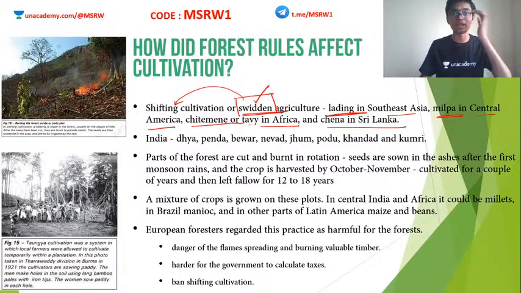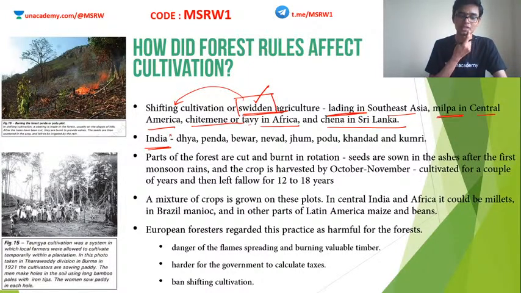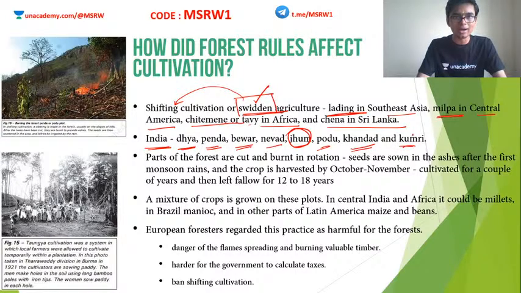This can be asked for prelims, maybe in geography. Also, within India itself, different parts had different names for shifting agriculture, for example, Dhya, Penda, Bewar, Nevad, Jhum. Jhum is a very famous name. Jhumming is a very prominent form of agriculture. Podu, Khandad, Kumri. These are all synonyms for shifting agriculture. So if one of these terms comes in the question paper, do not be confused. It is basically shifting agriculture.